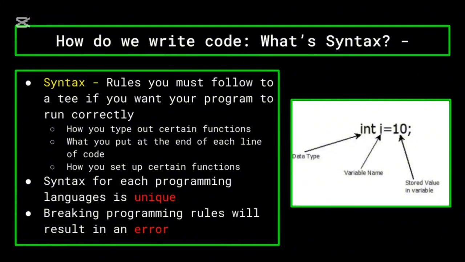Programming grammar is referred to as syntax, and is very similar to real-world grammar. Each programming language has its own syntax or rules that you have to follow to a T if you want your program to run correctly, just as if you were speaking in real life. These can be things such as how you type out certain functions, what you put at the end of a line of code, and how you set up certain functions. Each language is unique in its syntax, and while some may share similar rules, all will have some quirk which makes it stand out from the rest.